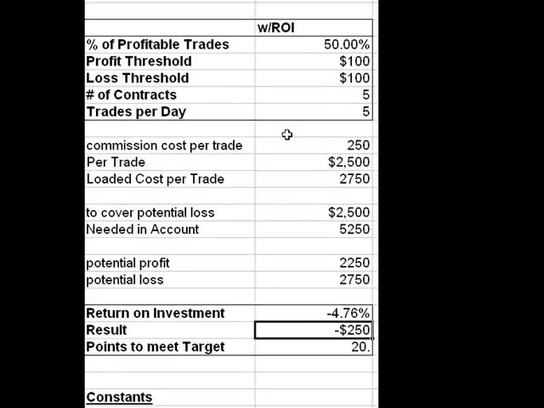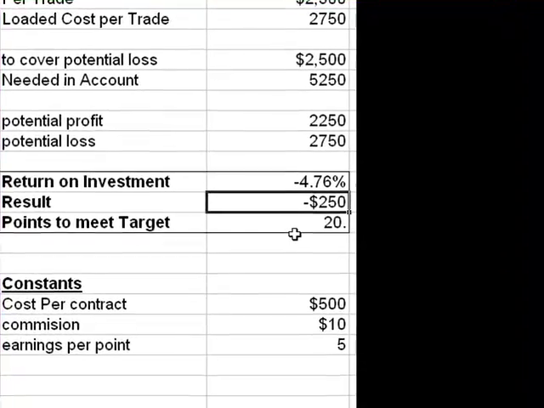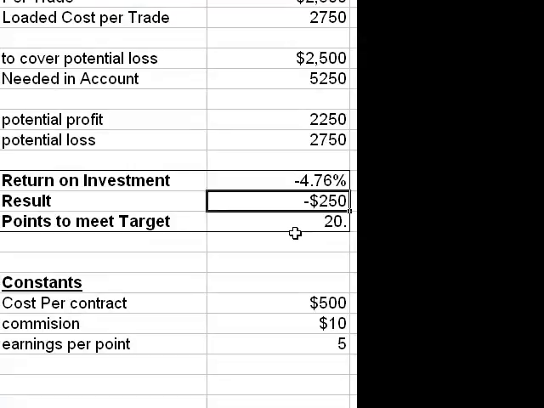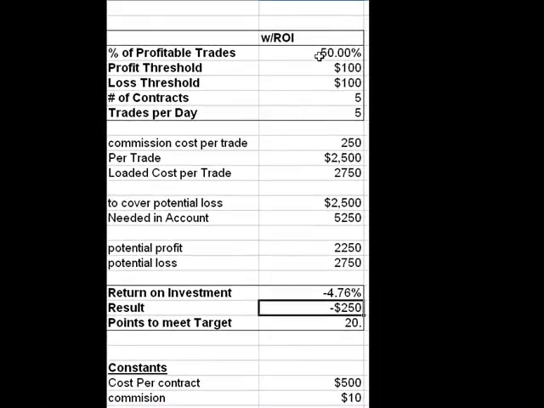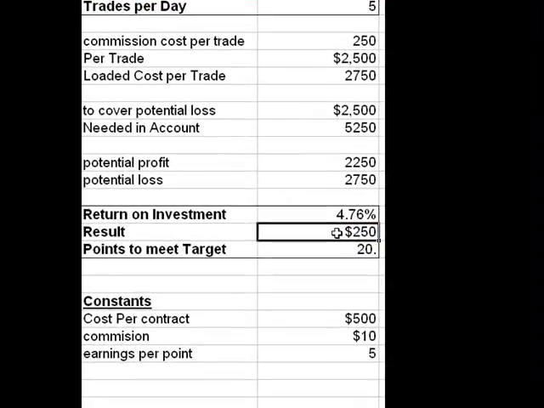So after we do some research, spend some time working on our emotions, and develop a trading plan, we're trading in the zone now, and we're ready to say, you know what, out of these 5 trades, I think I can be right 60% of the time. And what does that do? We're still risking $100 to make $100, and that turns us over to a $250 profit per day.